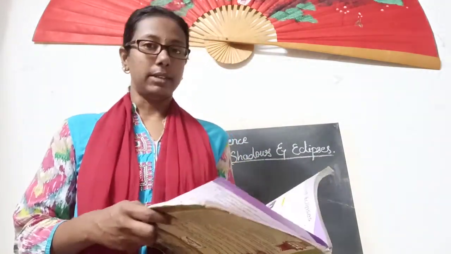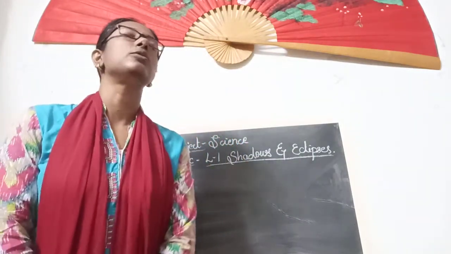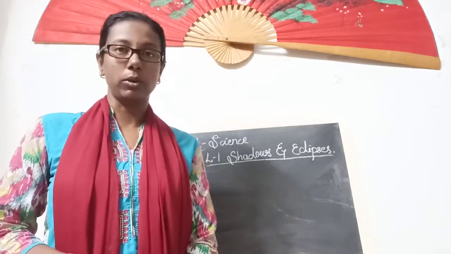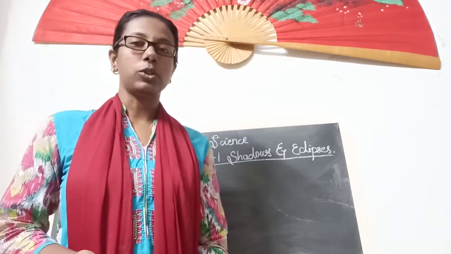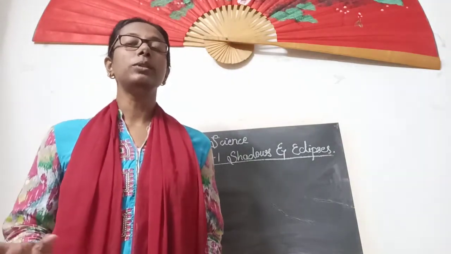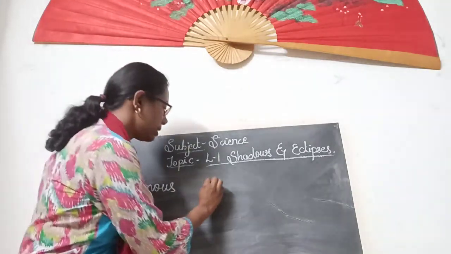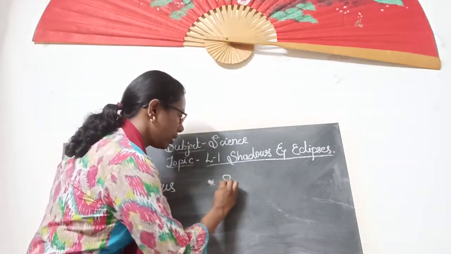Now coming to the next topic, that is how does light travel? So children, there are a few properties, or you can say a few characteristics about light which we need to know. The most important thing is light travels in a straight line.